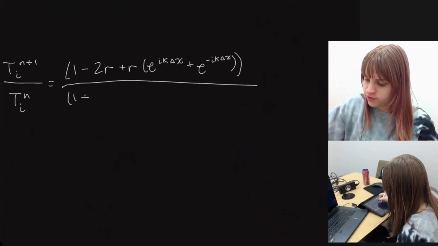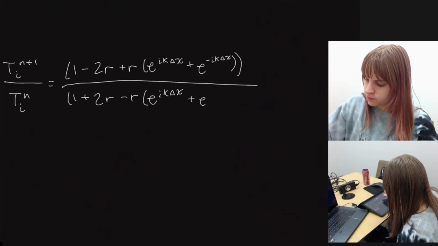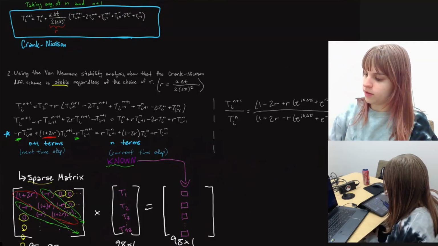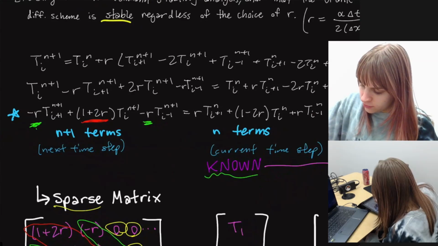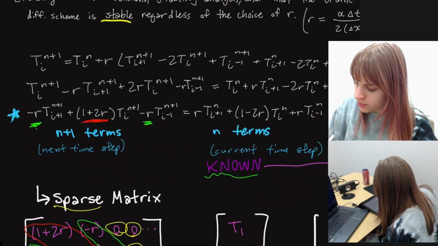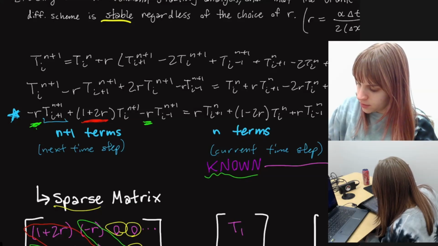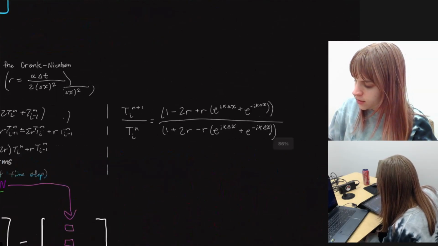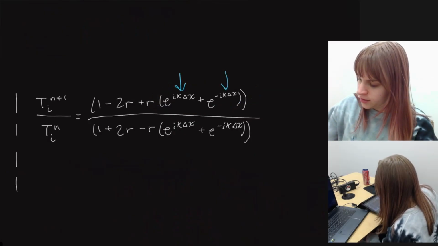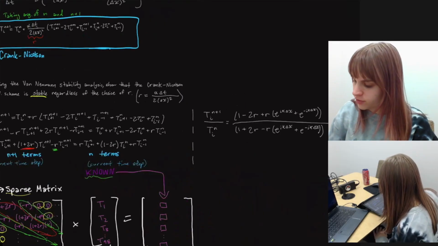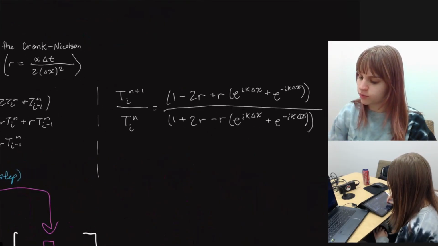The denominator is 1 plus 2r minus r times the same values above. And just to remind you where these values come from, I'm getting it from here, just factoring out the Ti to the n plus 1, and this is how we deal with the right and left nodes, rather than having i plus 1 or i minus 1.